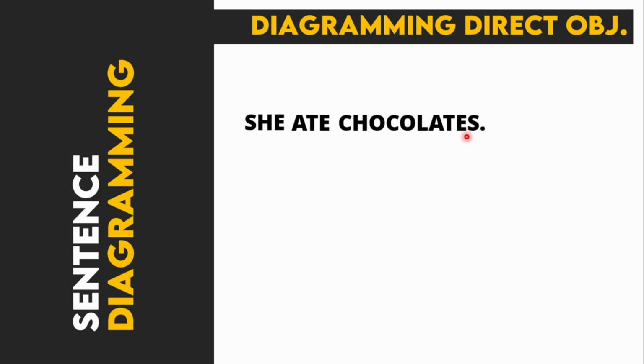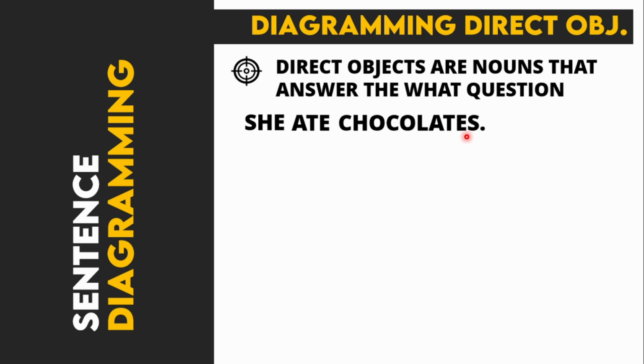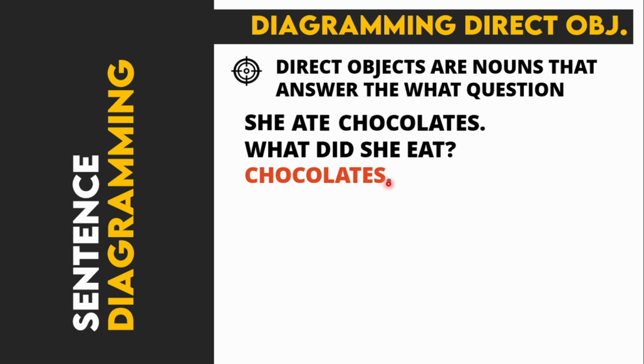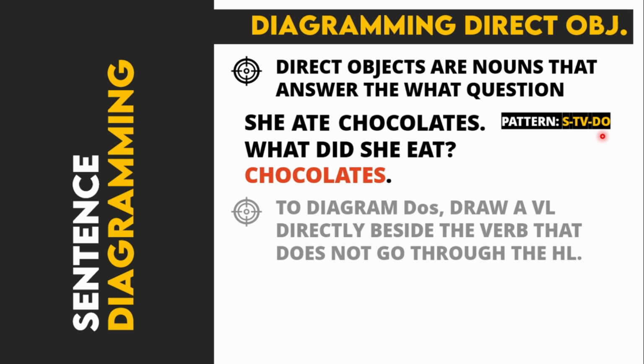Maybe you're aware of what direct objects are, but to make you aware once again, direct objects are nouns or words that answer the what question. She ate chocolates. What did she eat? The answer to that will be chocolates. So that makes chocolates our direct object. And now the pattern we'll be focusing on is subject plus transitive verb plus direct object.